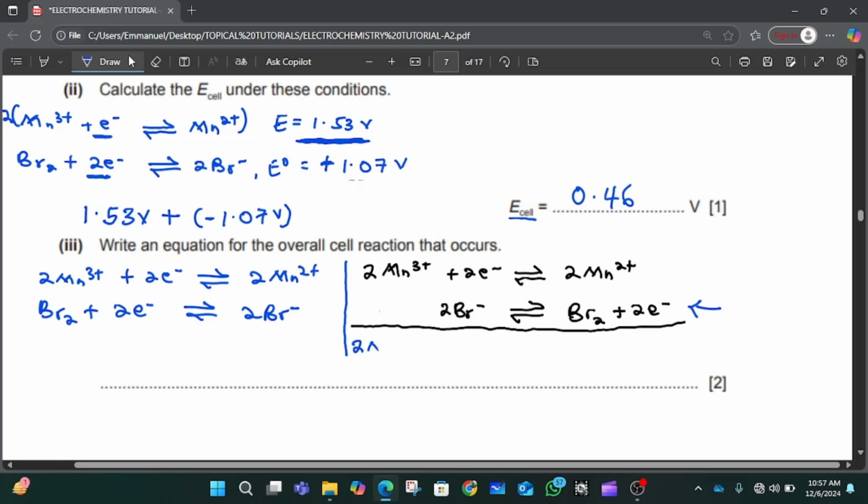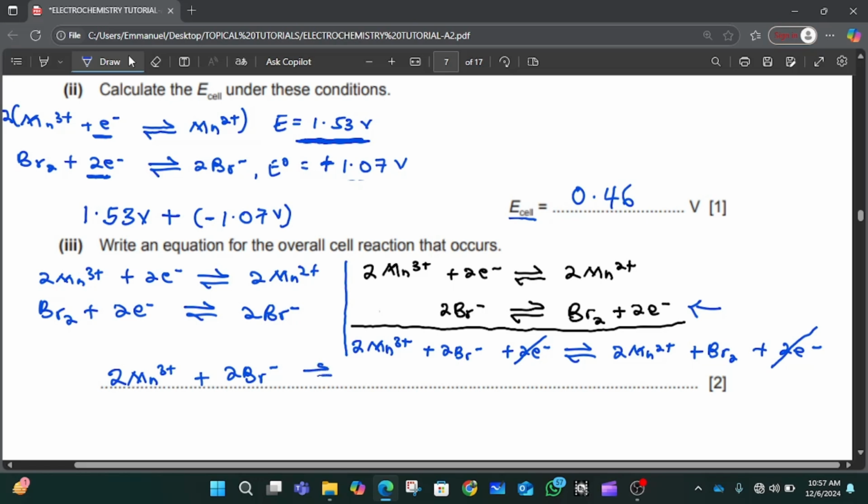So we get 2Mn³⁺ + 2Br⁻ + 2e⁻ giving 2Mn²⁺ + Br2 + 2e⁻. We can also see that the number of electrons at both sides of the equation are equal, and so we can cancel them out. So it means our final cell equation is 2Mn³⁺ + 2Br⁻ giving 2Mn²⁺ + Br2.